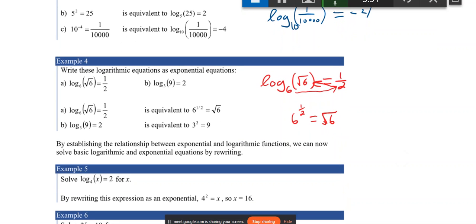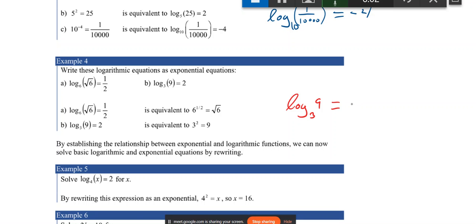Okay, one more. Let's do just log base 3 of 9 is equal to 2. Okay, well that's really saying 3 to the power of 2 is equal to 9. Again, you've got that pattern, right? This to the power of that is equal to this. So 3 to the power of 2 is equal to 9.